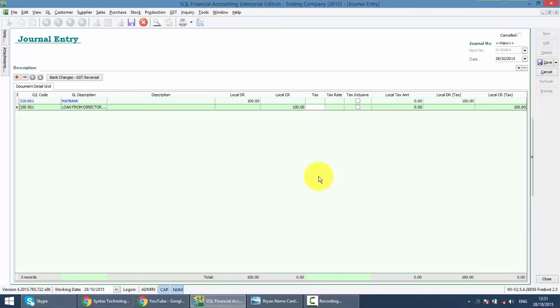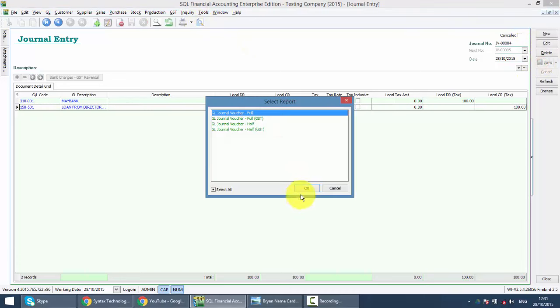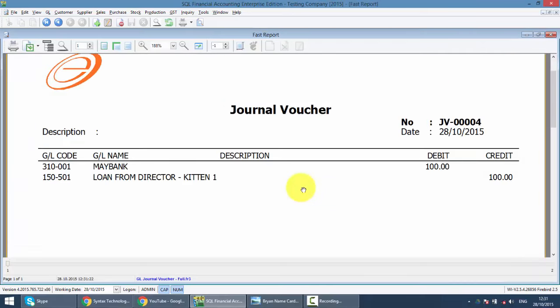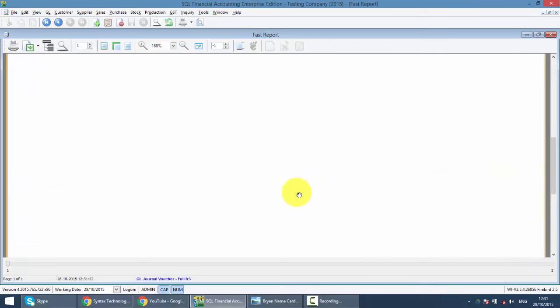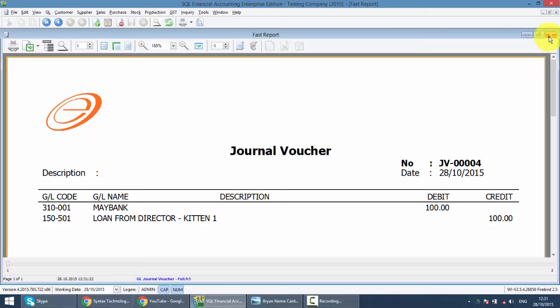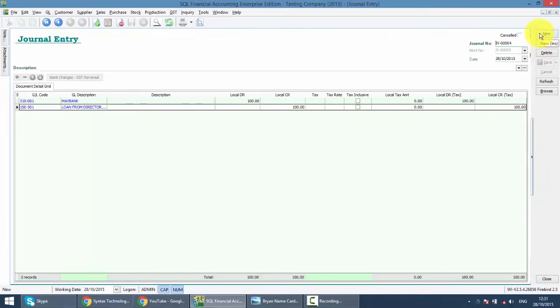So in order to use journal entry transactions, you must know how double entry works. That means you must know accounting. Okay, so that's all. You just save it, or if you want to print out the journal voucher, no problem, you can just print out like this. Straightforward. And there's one thing called bank charge GST reversal. I'll discuss it in a future tutorial under journal entry.